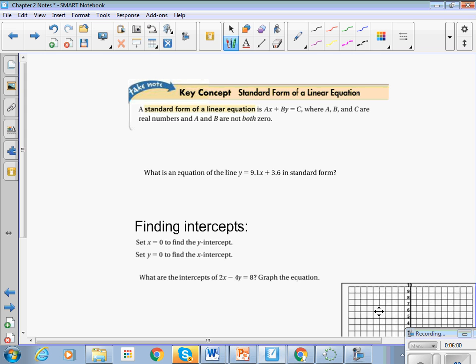So this is the third linear equation form that we're going to document. This is called the standard form, also known as the general form, but in this textbook we'll call it the standard form. A standard form of a linear equation is ax plus by equals c, where a, b, and c are real numbers, and a and b are not both 0. One of them can be 0, but both of them cannot.